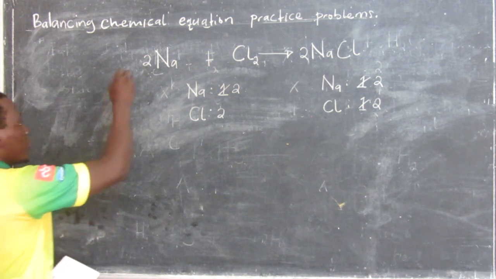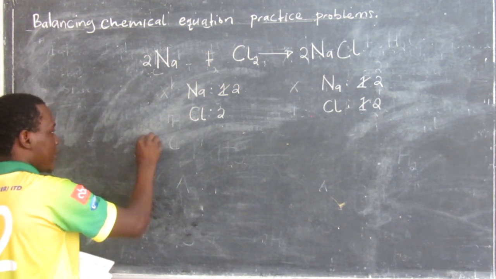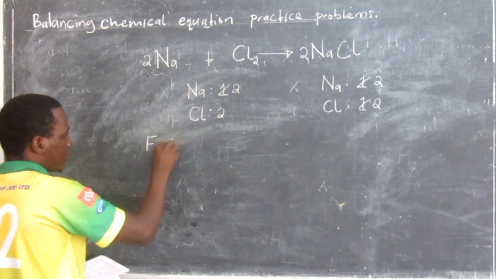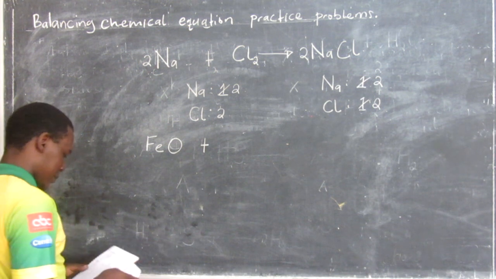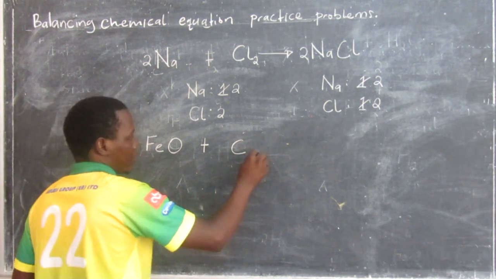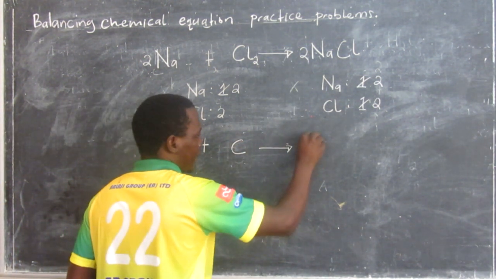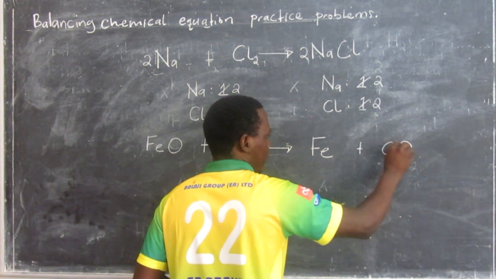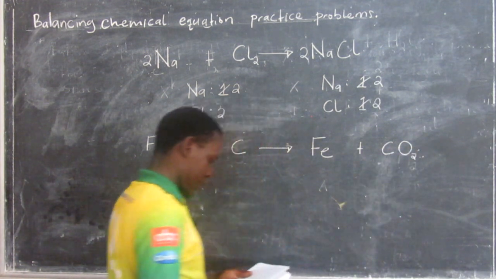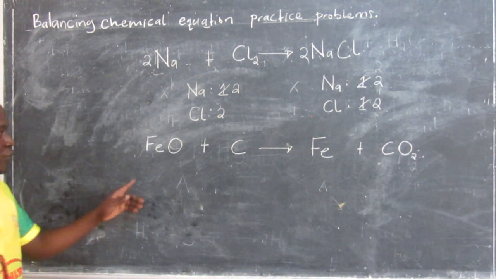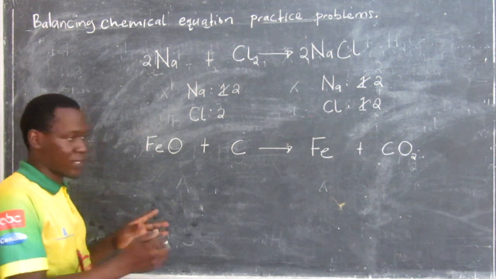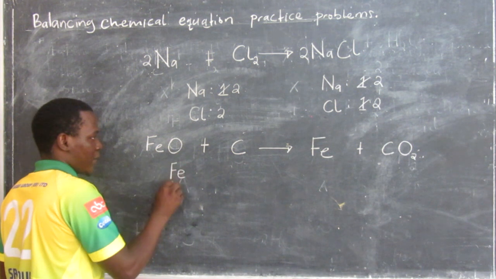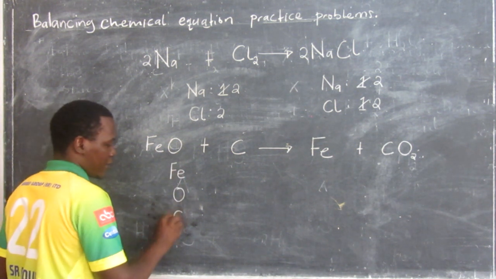Another one we can put. We can do this one here. Iron oxide plus carbon. It's going to give us iron plus carbon dioxide. When you look at this equation here, you need to first list the elements on both sides. We have iron, we have oxygen, and so we have carbon.